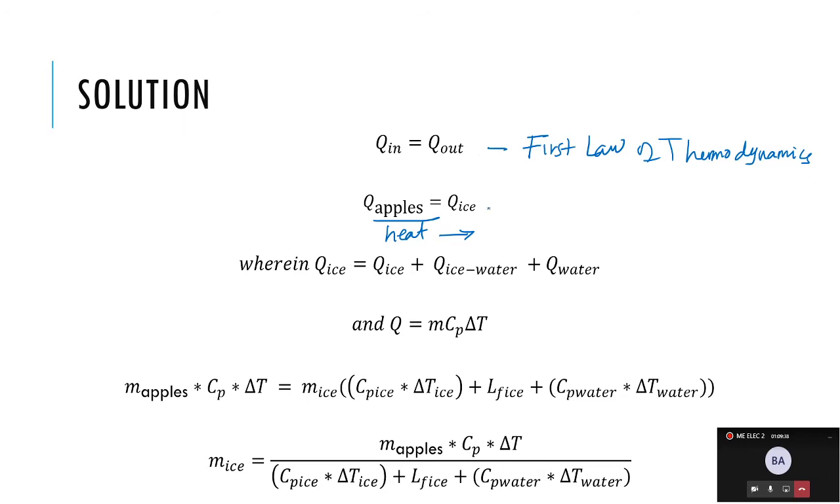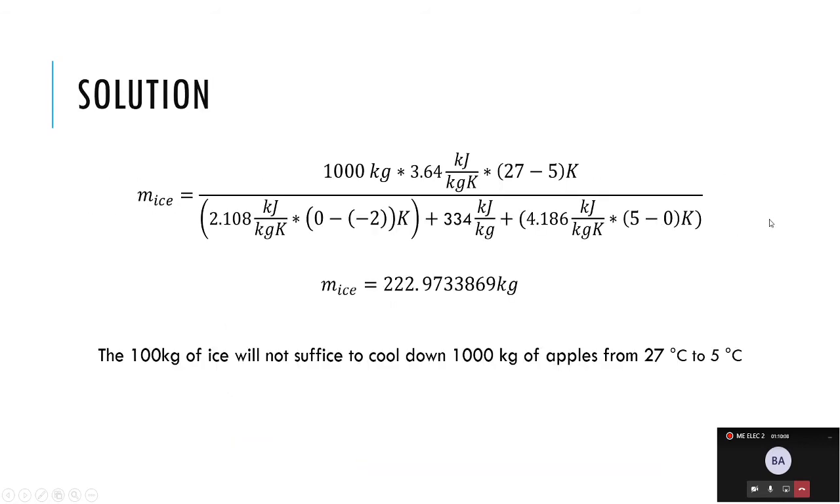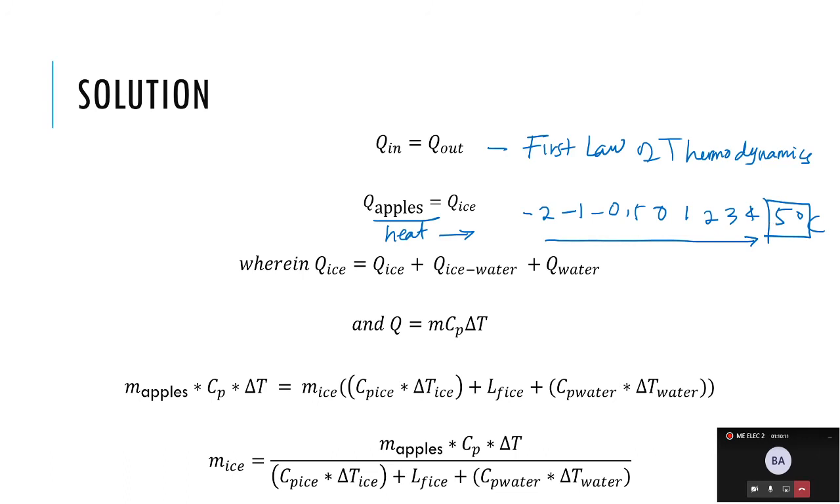So ano mangyari sa ice? Tataas ang temperature, meaning from negative 2, magiging negative 1, umiinit, o negative 0.5, magiging 0, magiging 1, 2, 3, 4, anong last natin? 5, right? Tama ba? Maliwanag ba, class? Yes po, sir. From negative 2, magiging positive 5. Yun ang mangyari sa ice, di ba?